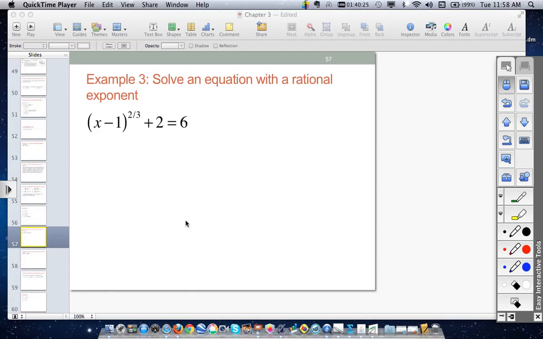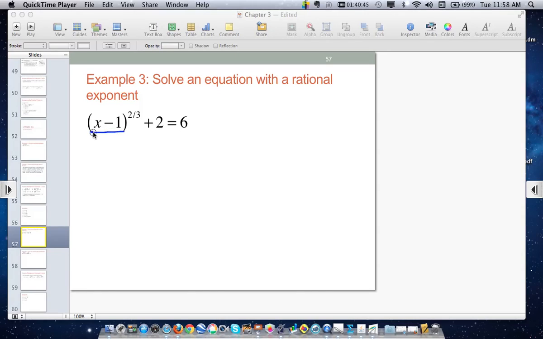Right, so let's continue where we left off at Lesson 3.6 on solving radical equations. Now we're also going to take a look at some rational exponents. So example 3 has us solving an equation with a rational exponent. But again, same thing: we eventually want to get this isolated by itself.